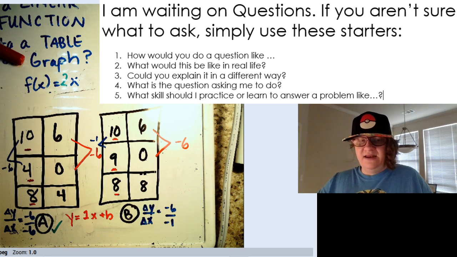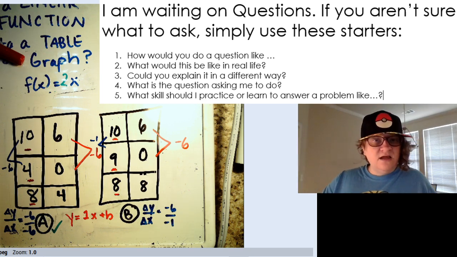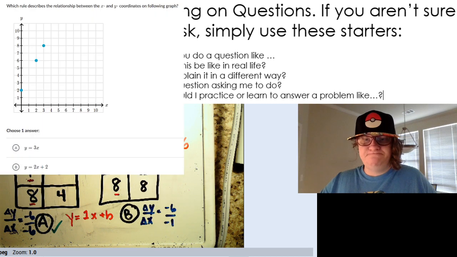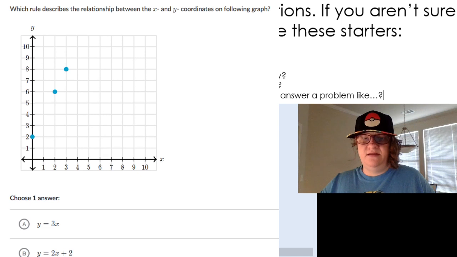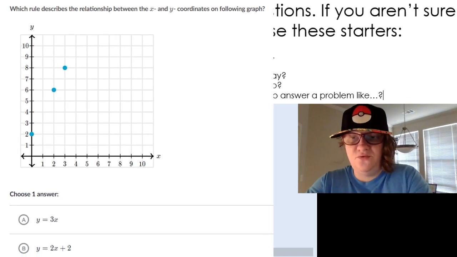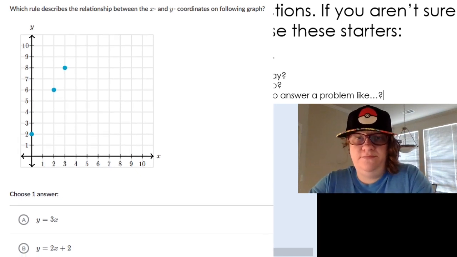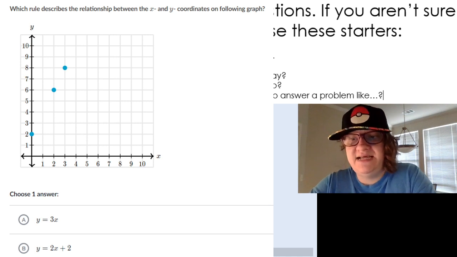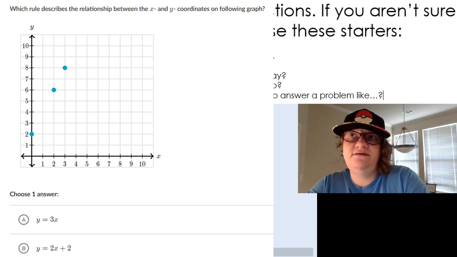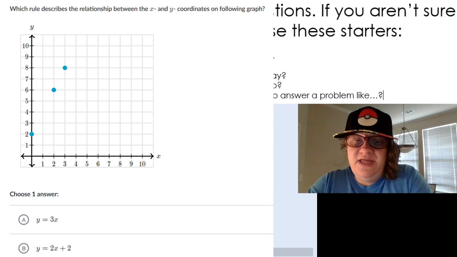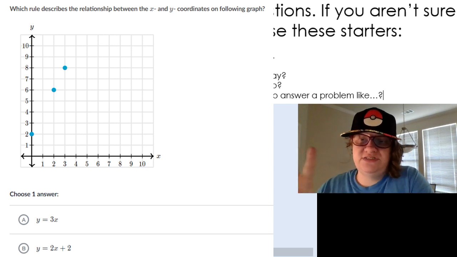All right, now let's take a look at some graphs. Here's a graph again. This is a Khan Academy activity. They've given us the multiple choice already. Which rule describes the relationship between x and y coordinates on the following graph? The EOC or USA Test Prep may say which equation matches the graph, which function is represented by the graph, something like that.